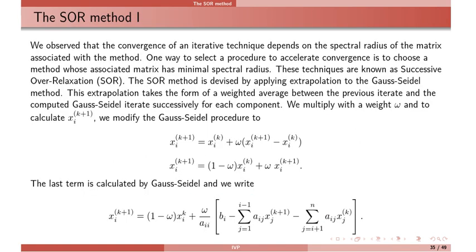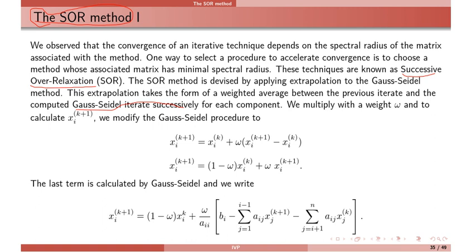Now we move to the third method, SOR, which is known as successive over-relaxation. This is the modified version of the Gauss-Seidel method, which usually provides faster answers than Gauss-Seidel. So this is just a modified version.